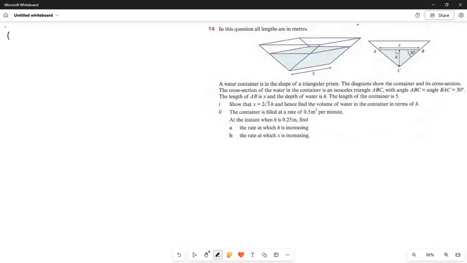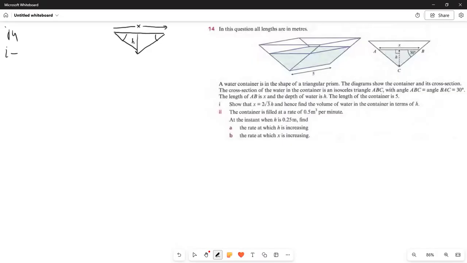Hello, question 14 today. It has two parts. The first part says show that x is this much and find the final volume. You see, the cross section of this prism is like an isosceles triangle where this angle is 30 degrees, this is 30 degrees, and this height is h. So this is h and this whole thing is x.